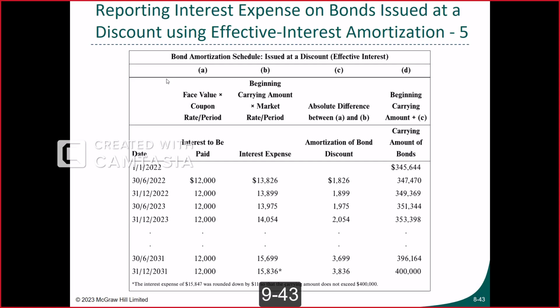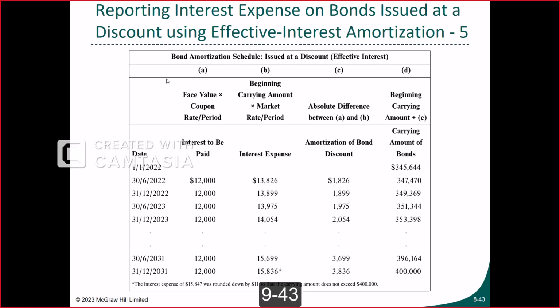1,826. That will be added to the carrying value through that journal entry on the credit side. It will be added to the carrying value progressively, and we keep doing this every interest period until the maturity day. Look at the carrying value. At the maturity day, the carrying value of the bond will be equal to the principal amount, $400,000.